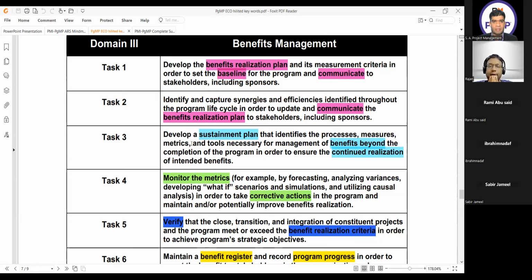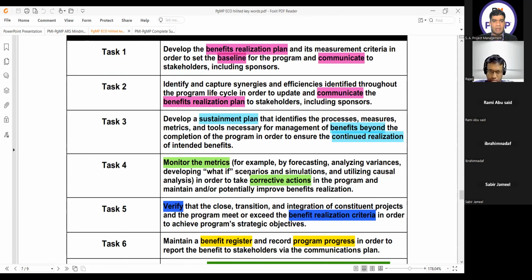Task 3. Develop a sustainment plan that identifies the processes, measures, metrics, and tools necessary for management of benefits beyond the completion of the program in order to ensure the continued realization of intended benefits. So here the keyword is continued realization and beyond the completion of the program. So once we get the keyword of beyond, it can only be the sustainment activity that we are going to do. Task 4, Rami.